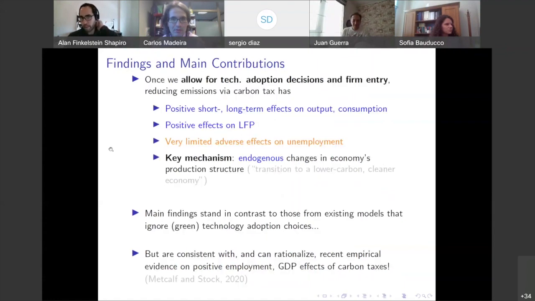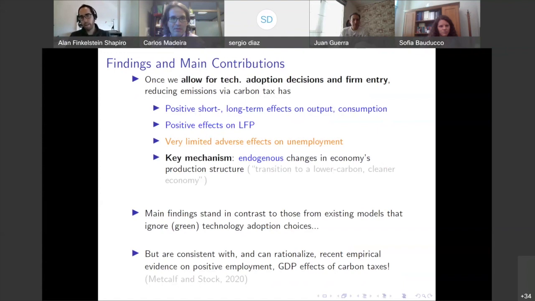Okay. So in terms of findings and main contributions, one of the really interesting things that we find here is that once we allow for this idea that as a firm, when you enter, you get to choose which technology you use to produce, carbon taxes end up having positive both short-term and long-term effects on output and consumption. Which again stands at odds with what you find in models that abstract from these margins. You get positive effects on participation in the labor market and very limited adverse effects on unemployment. So you don't see these sort of costs taking place because of the implementation of a carbon tax.